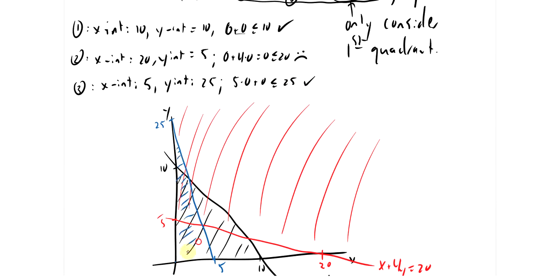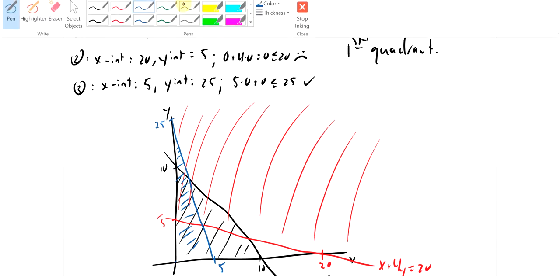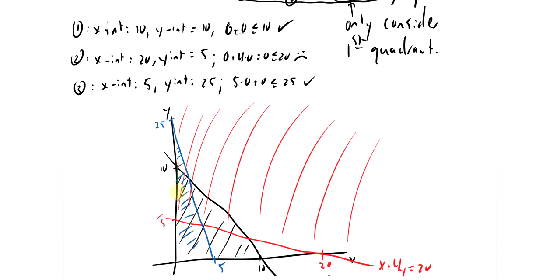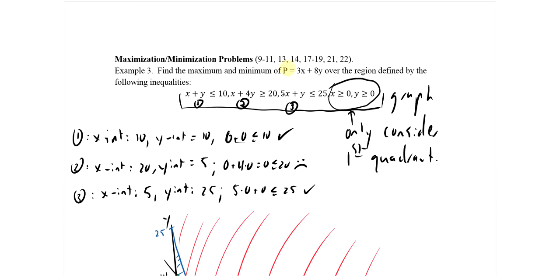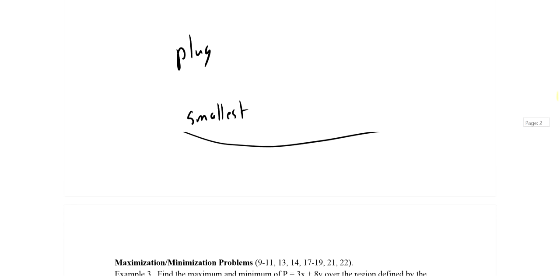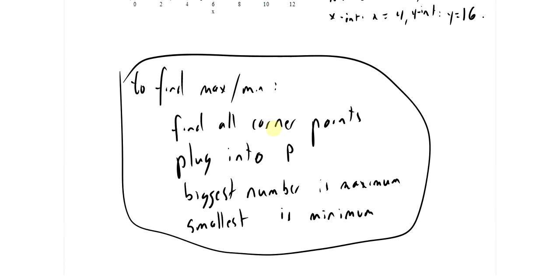Great. So which is the region that we sketched in all 3 times? We'll do it in green. This region. That's the region we're after. Well, we're not done. We've sketched the region. What we need to do is find the maximum and minimum of P. And what do we know about that? Find all the corner points of the region you're interested in and plug them into the function. The biggest number is the maximum, the smallest number is the minimum.